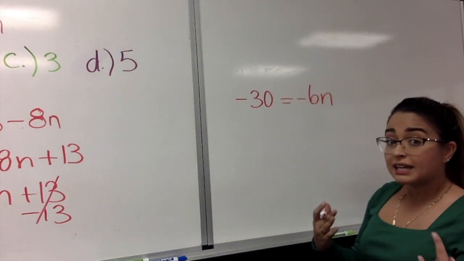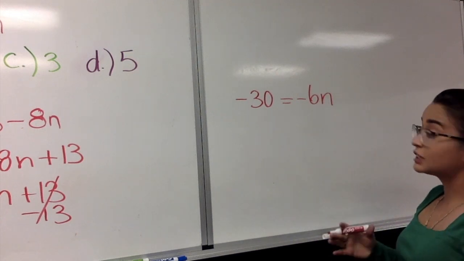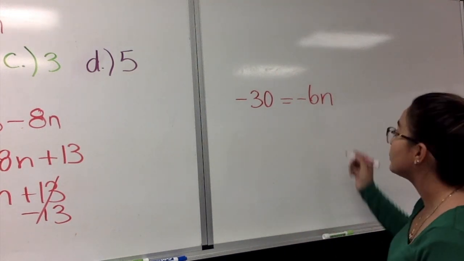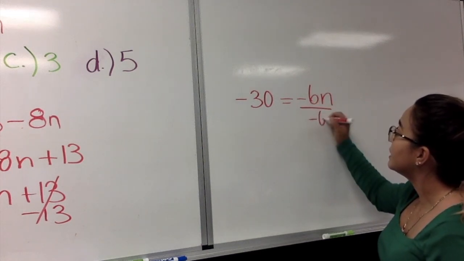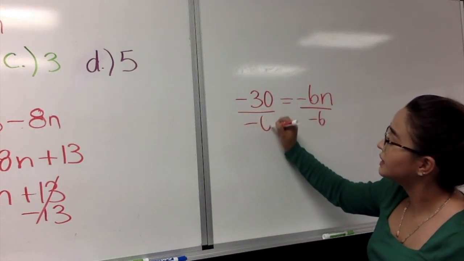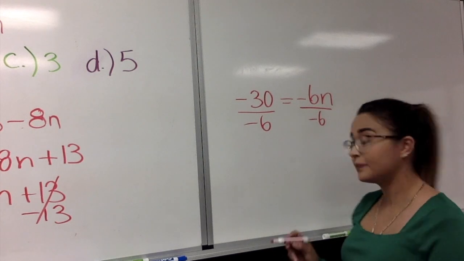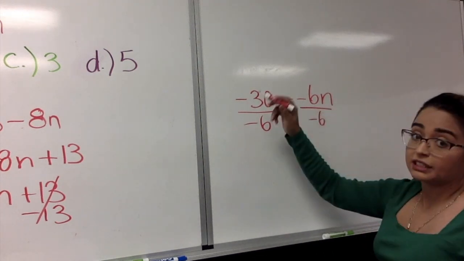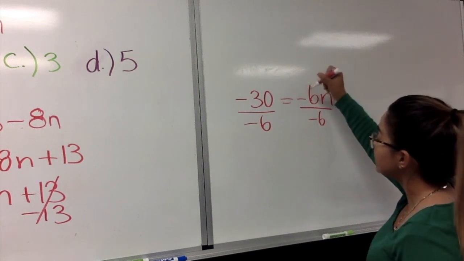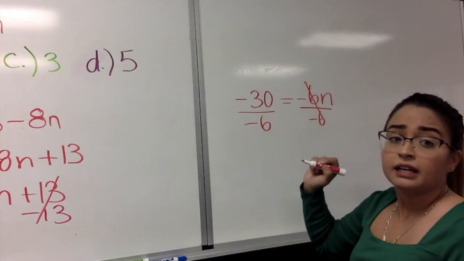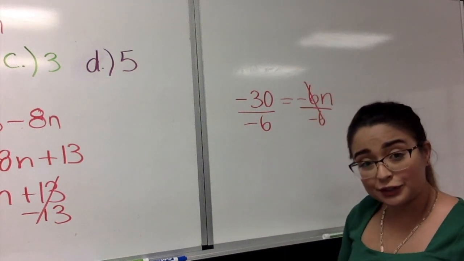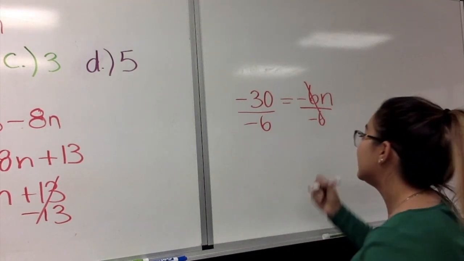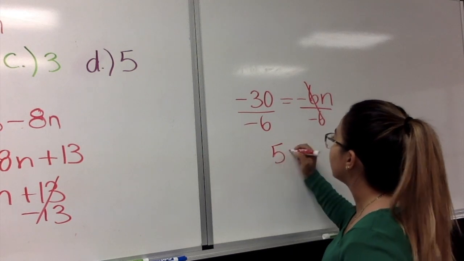Okay? Now, 6n, we just broke it all down to a one-step equation. We're going to be dividing by negative 6n. Okay? Our answer is going to be positive because we're dividing two negatives. Cancels out right here. How many times does 6 go into 30? 5 times. So our answer is 5.